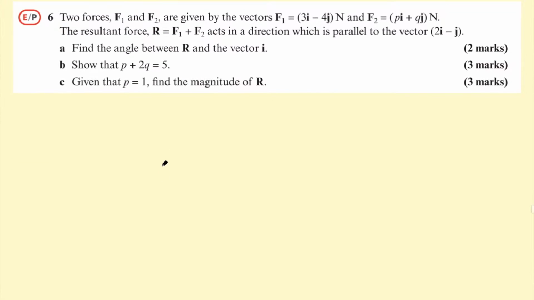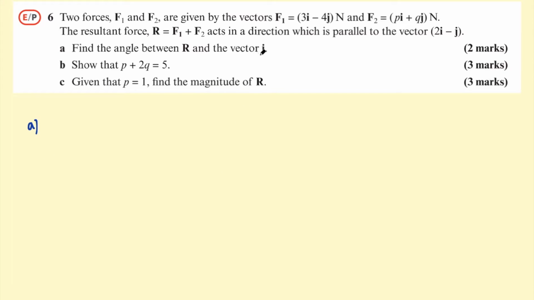This question says, two forces F1 and F2 are given by the vectors F1 equals 3i minus 4j newtons, and F2 equals pi plus qj newtons. The resultant force R equals F1 plus F2, which acts in a direction which is parallel to the vector 2i minus j. Part A says, find the angle between R and the vector i.